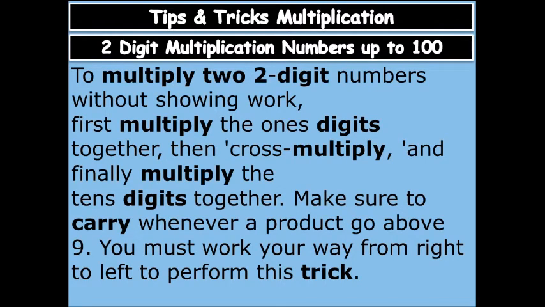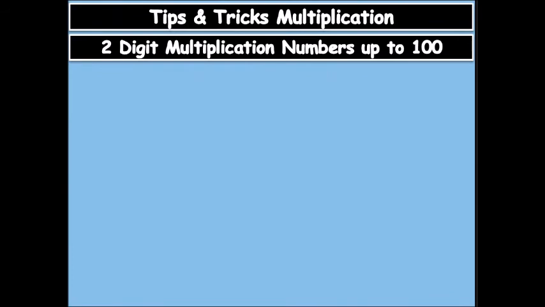To multiply two-digit numbers without showing work, first multiply the ones digits together, then cross multiply, and finally multiply the tens digits together.